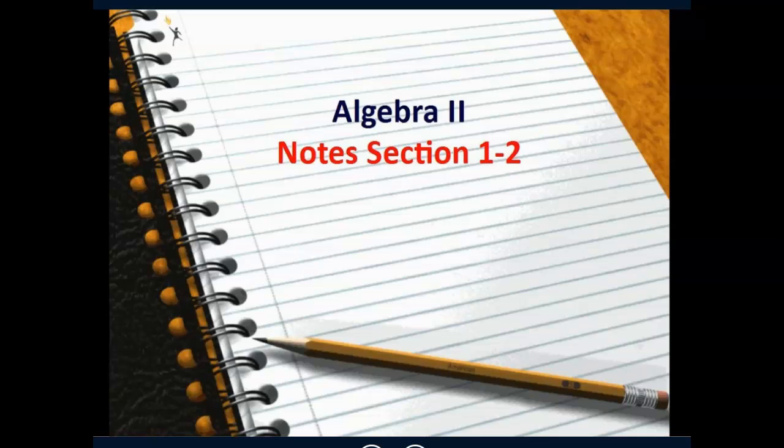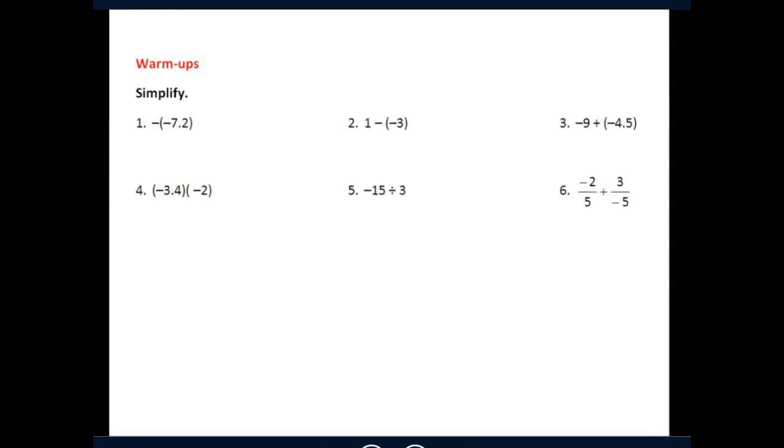Natural numbers. This is the section where we're going to review our order of operations. We're going to review some vocabulary, and we're going to bring back all those skills we needed in Algebra 1. So in number 1, you have a negative, a negative. Well, two negatives become a positive, so you get 7.2.